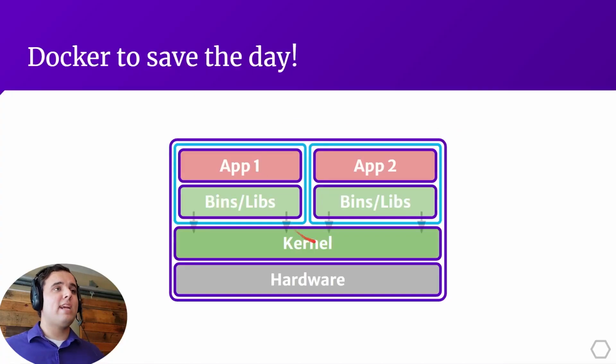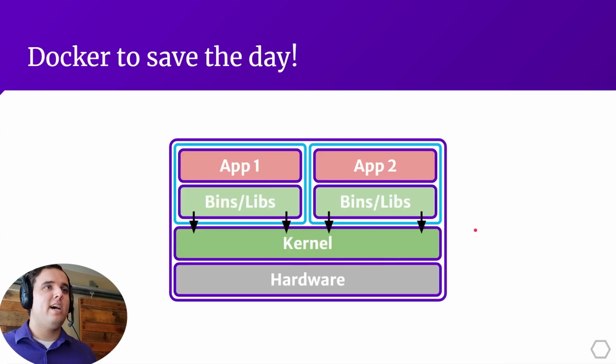What Docker does, rather than virtualizing the entire kernel, is package up your application with the binaries and libs that it needs, and sit it directly on top of that kernel. Now, you will note there are a few important distinctions to make. Because both of your applications and both of your binaries and libraries are sitting on top of that same kernel, that kernel has to work for both of them.